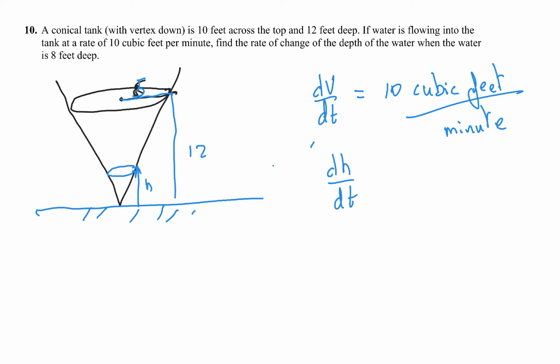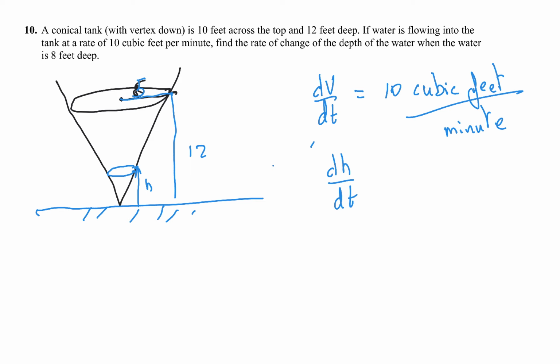So what we have to find is the derivative of h with respect to t. It says find the velocity of the h when the h is 8 feet. So let's do it.